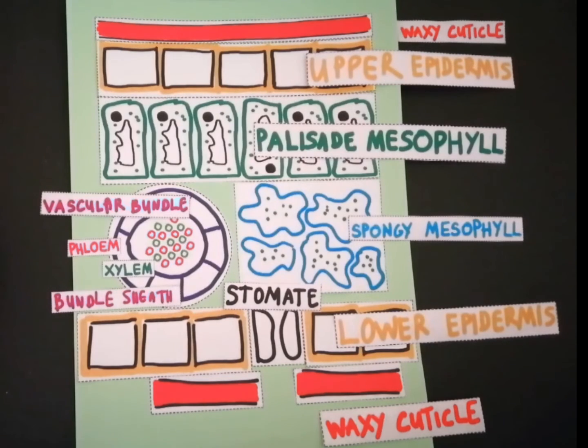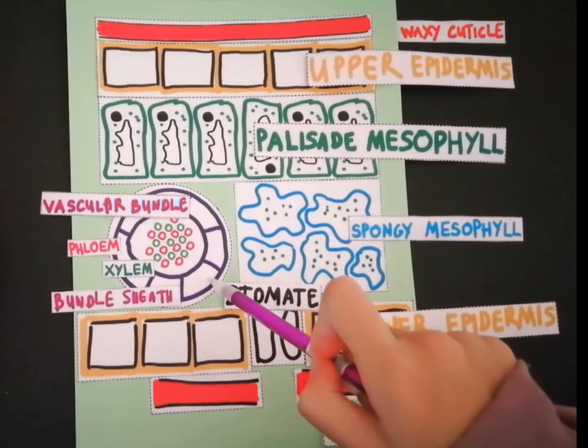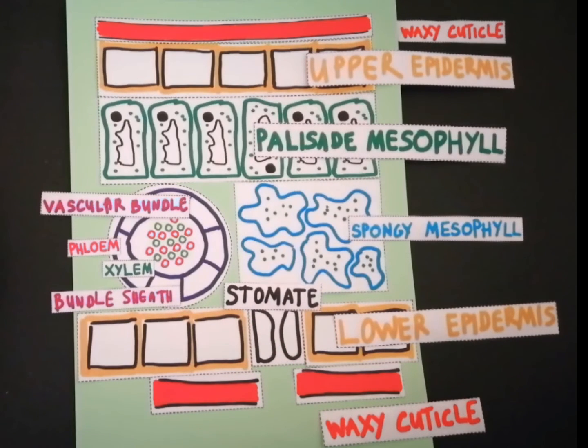Okay, let's talk about the bundle sheath. This is the bundle sheath. The bundle sheath is a layer of cells in plant leaves and stems that forms a sheath surrounding the vascular tissue.